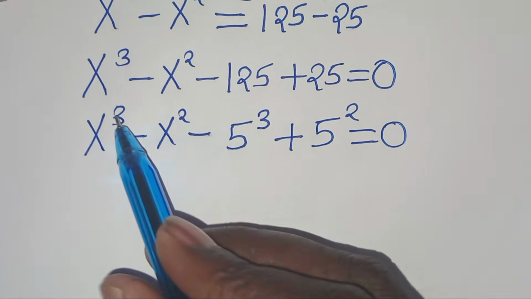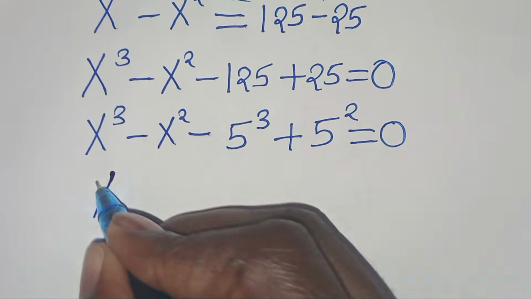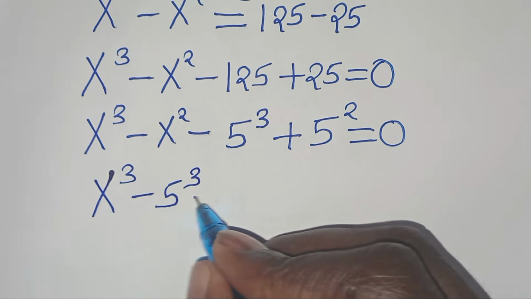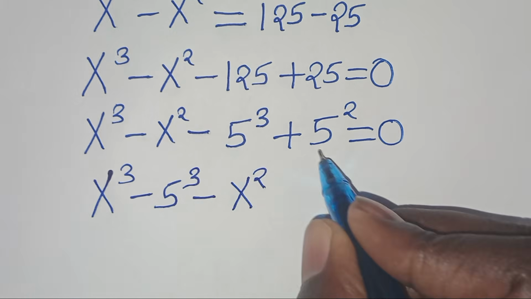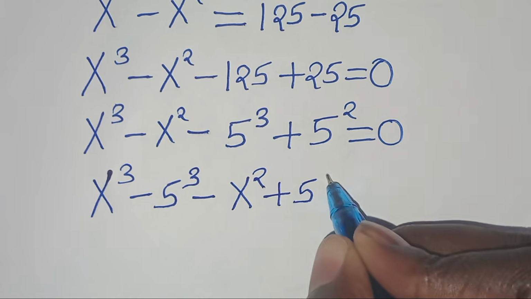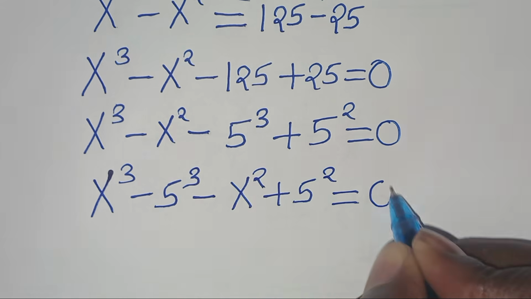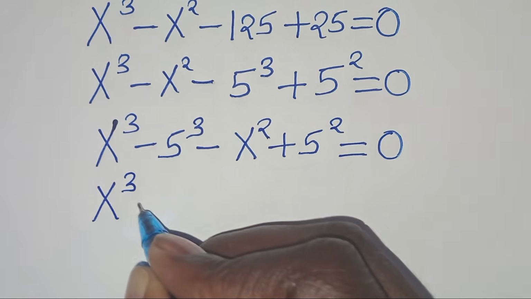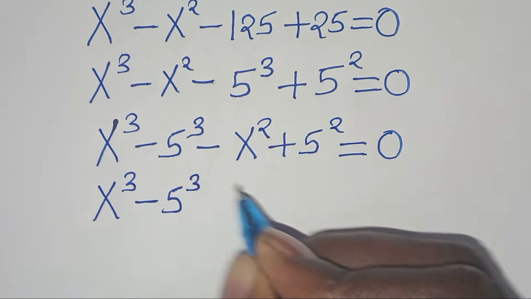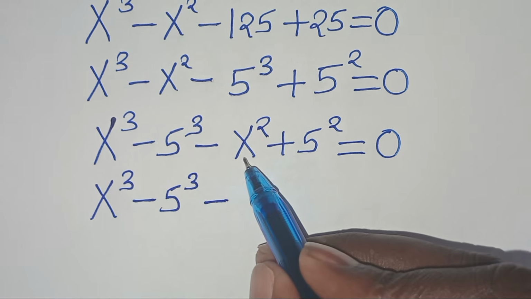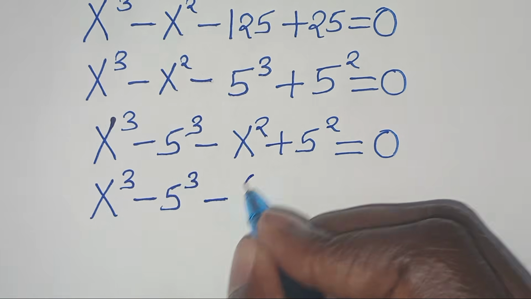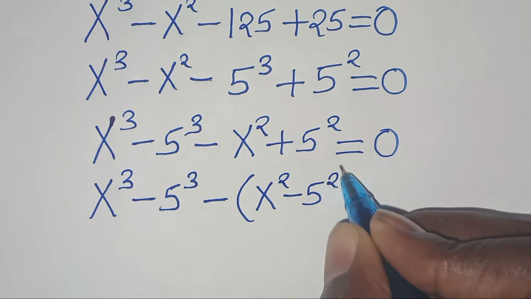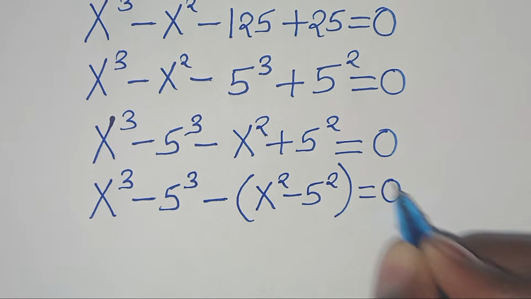Now we have x to the power of 3 minus 5 to the power of 3, minus x to the power of 2, and we have 5 to the power of 2, so plus 5 to the power of 2. This is equal to 0. So this is x to the power of 3 minus 5 to the power of 3, subtract the parentheses x to the power of 2 minus 5 to the power of 2, close the parentheses. This is equal to 0.